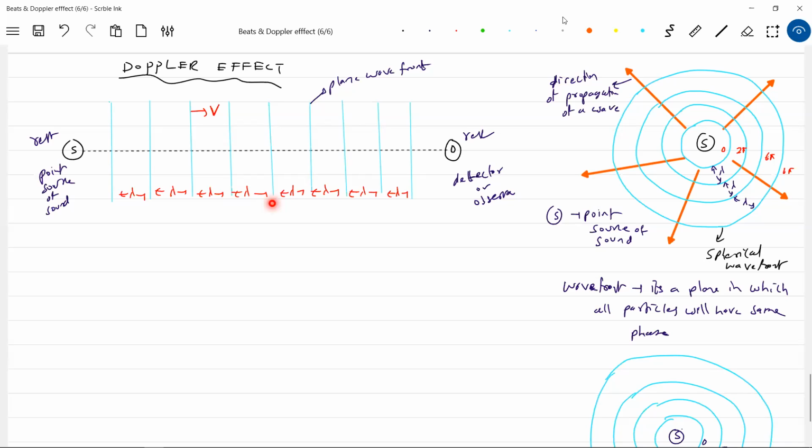Now, the source will be continuously emitting waves, no? So what is the time taken to emit one wavefront? First, at T equals 0, it is emitted. After what time is the next emitted? After a certain time, that is called the time period, T. Now this T is nothing but 1 by F, and what is F? The actual frequency of the source.